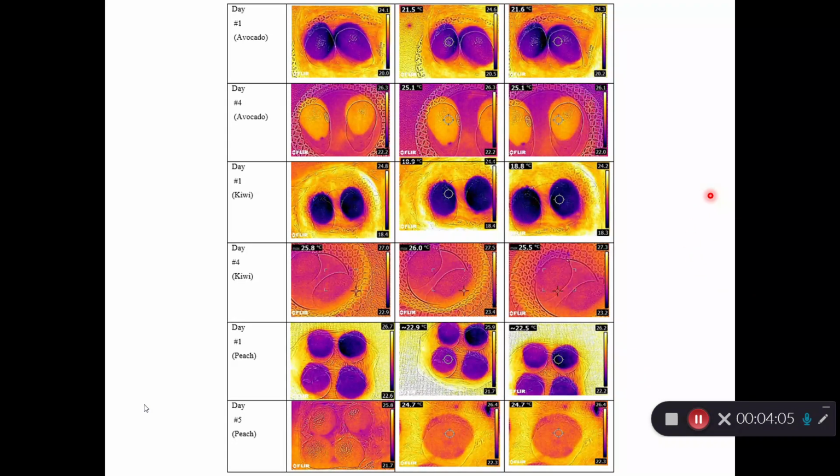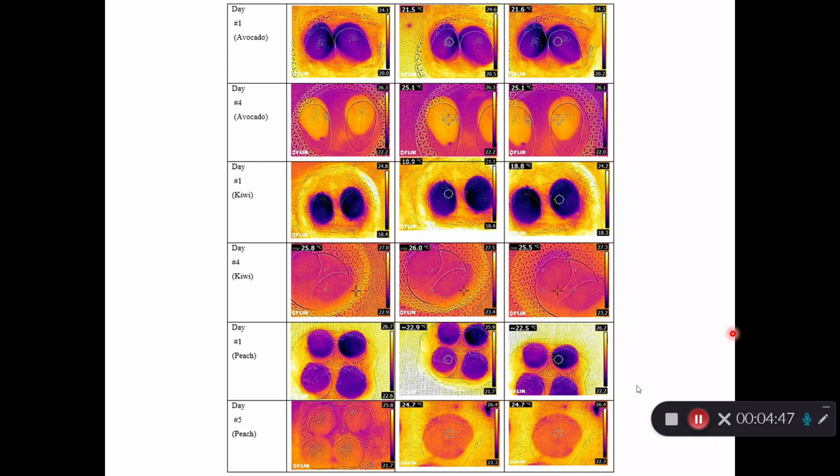So we basically had fruits which were fresh and damage free, and on continuous days of observation, we have taken the thermal images at a specific and constant time. So you can clearly see the thermal images showing the difference from day 1 and day 4. So these are all avocados. You can see the change in their color and temperature. And this is for kiwi, and this is for peach. And so that's the whole idea.